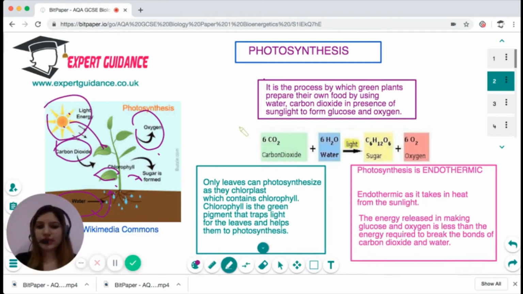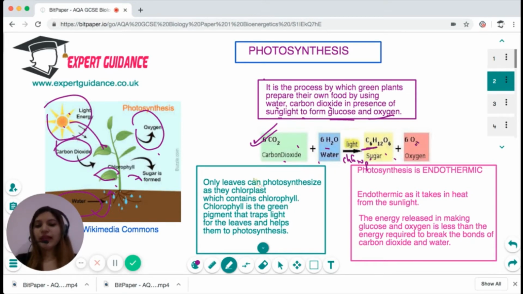So it is a process by which green plants prepare their own food by using water and carbon dioxide in the presence of sunlight to form glucose and oxygen. And you need to remember this equation. This is very important. CO2 and water in presence of light, and you can also write chlorophyll if you want, to form sugar and oxygen, or glucose and oxygen. If you can remember the word equation, that would be great. So it is carbon dioxide plus water, H2O, gives C6H12O6 plus O2. Remember, you have to put 6 everywhere except in the glucose.